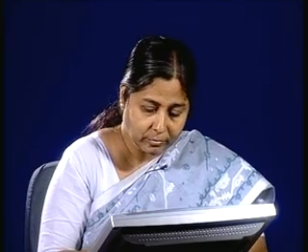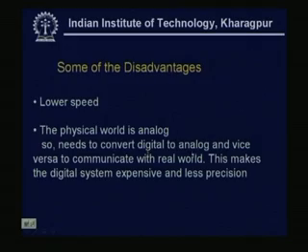So, now to complete this, we need analog to digital and digital to analog conversion to communicate with the real world. Now, this makes the digital system expensive and less precise.